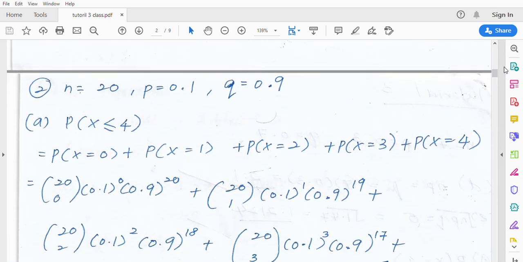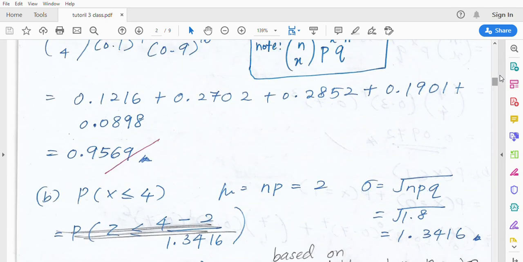Okay, now we go for question number 2. Let x be a binomial random variable with n equals 20 and p equals 0.1. First question, calculate the probability of x less than or equal to 4 using the binomial formula. We have to use the formula, even though it is longer; it is easier to use the binomial table, which is in question B. Using the formula, we have to count one by one: probability of x equals 0, 1, 2, 3, and 4, since it is less than or equal. So the answer will be 0.9569.